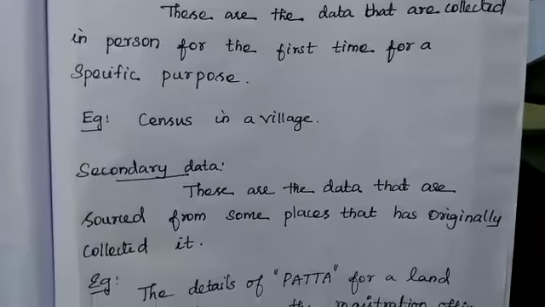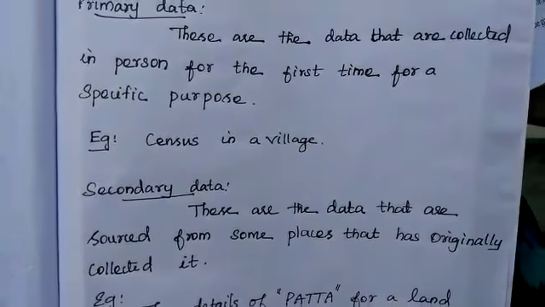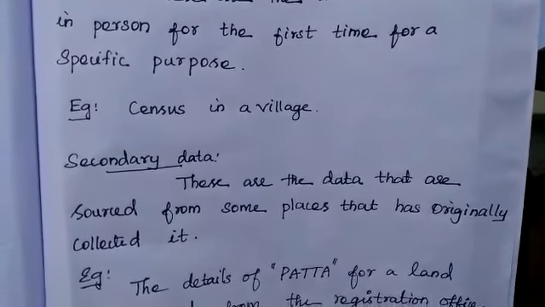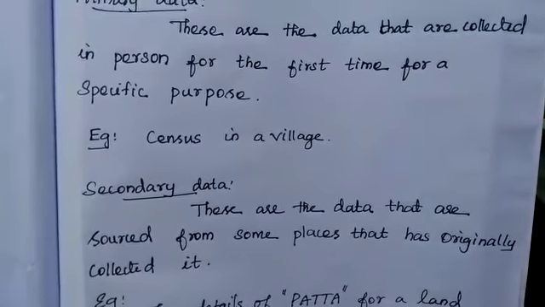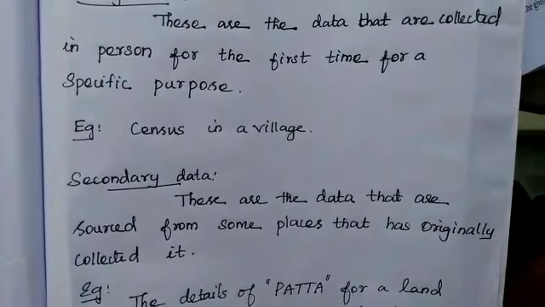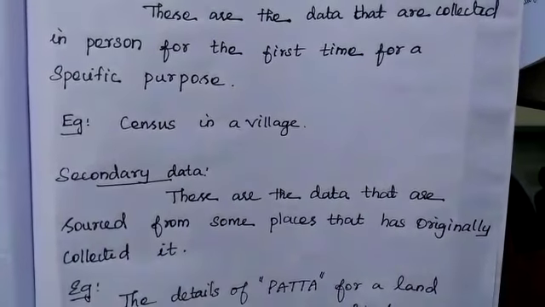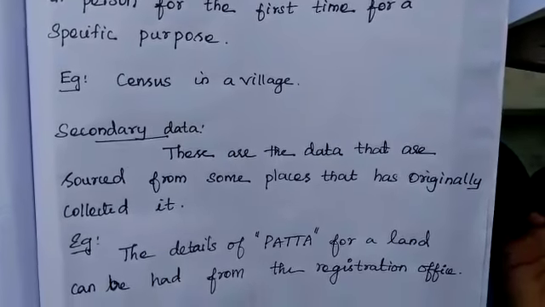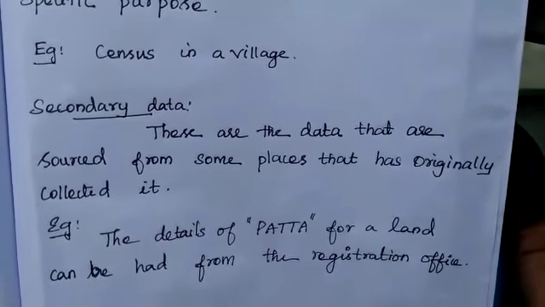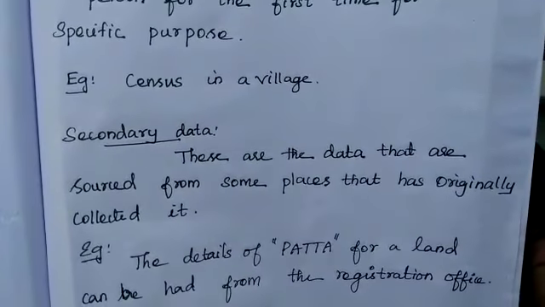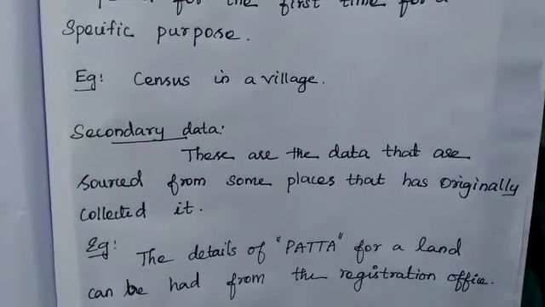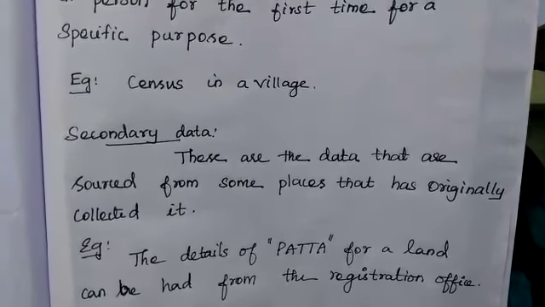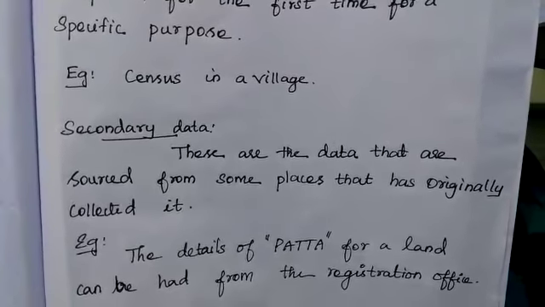Now secondary data means the data that are collected by another person, sourced from some place that has originally collected it. What is the meaning of this? The data collected by someone else, we take from them. For example, the details of a patta for a land can be had from the registration office. We apply for the patta in the registration office, but the patta data was collected by some other person.